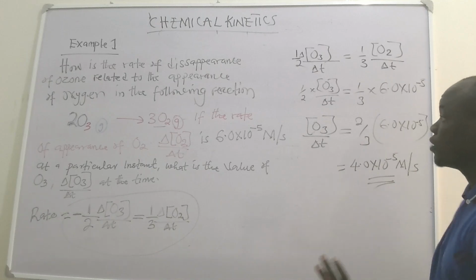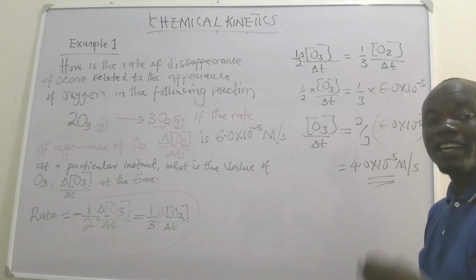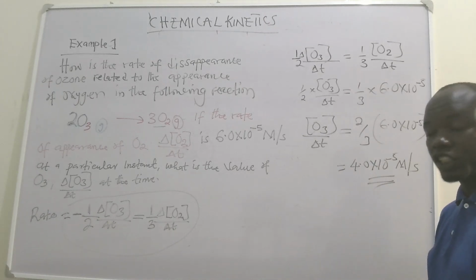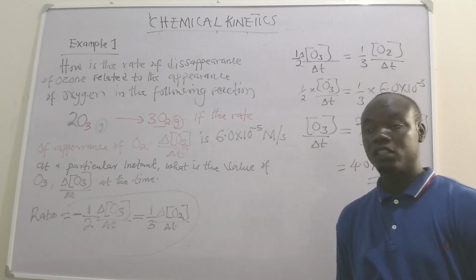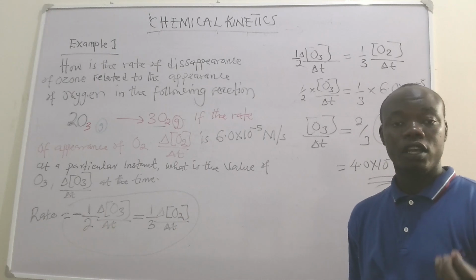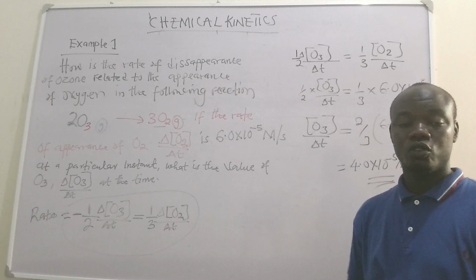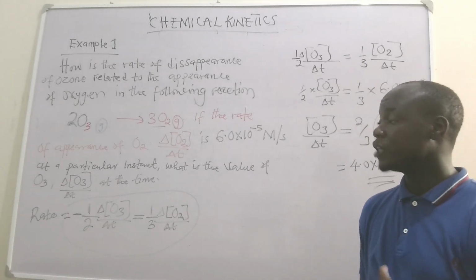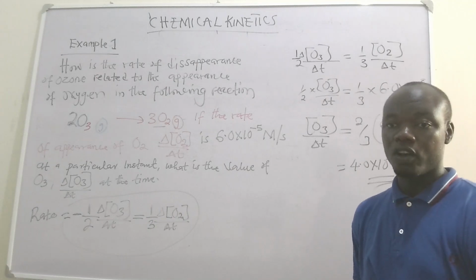So this is one of the examples of how to calculate rates from a given question. For example, in this question, the rate of oxygen, which is the product, is given, and the rate of ozone, which is the reactant, is not known. So you have to relate them, and after you relate them, you calculate the unknown using the known rates.